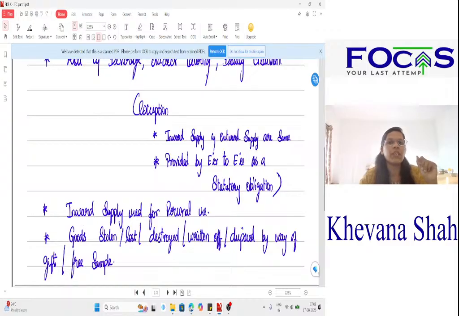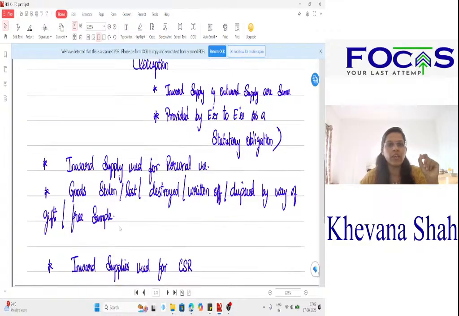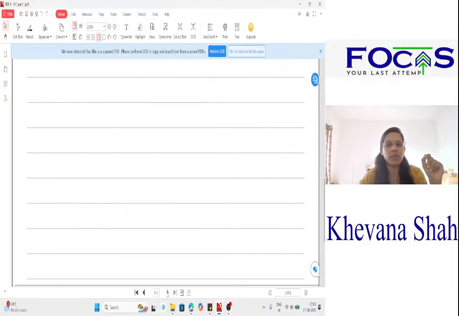Then any inward supply used for personal use. So if you are using any of the inward supplies for your personal use, then you cannot claim ITC on the same. And goods stolen, lost, destroyed, written off or disposed by way of gift or free sample. So if you have any goods which are stolen, lost, destroyed, written off or disposed of by way of gift or free sample, in that case also please remember ITC will not be allowed. The credit will be blocked for these items. And if you are using any inward supplies for CSR activities, in that case also your ITC will be blocked.